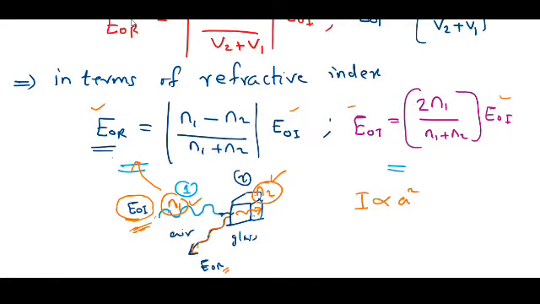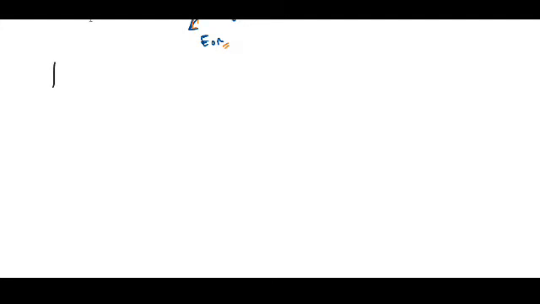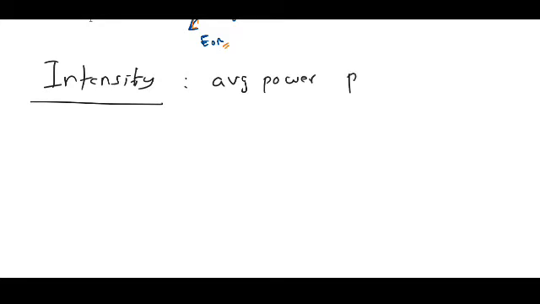Next, we are interested to find what fraction of the incident energy is reflected and what fraction is transmitted. For this, we use the term intensity. Here we will write intensity. Intensity is nothing but average power per unit area. We have already written an expression for the intensity. It is I equals c times u, where u is the energy density of the electromagnetic wave.